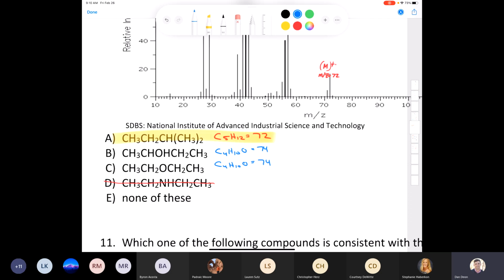Let's draw that compound and think about what might happen with that compound when it gets into a mass spectrometer. So that's this compound here, 2-methylbutane.